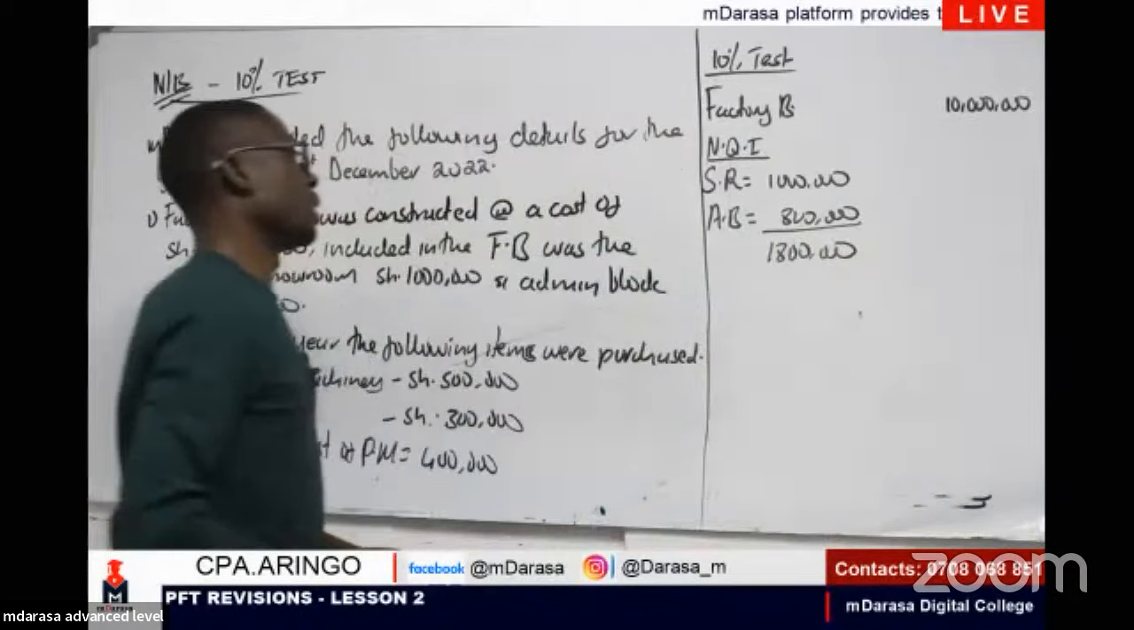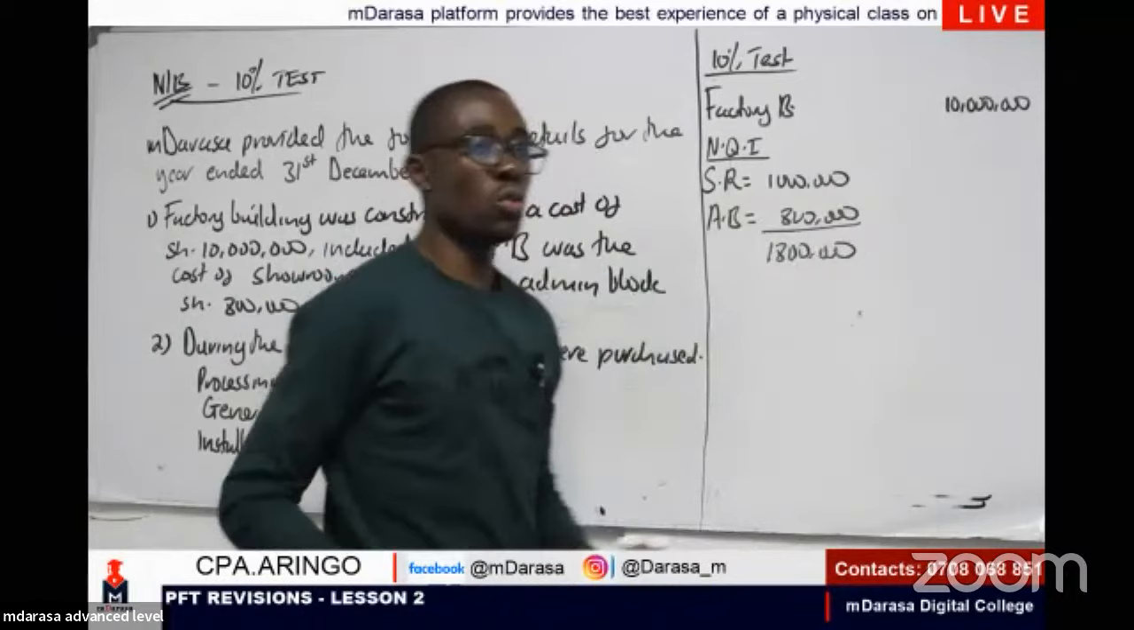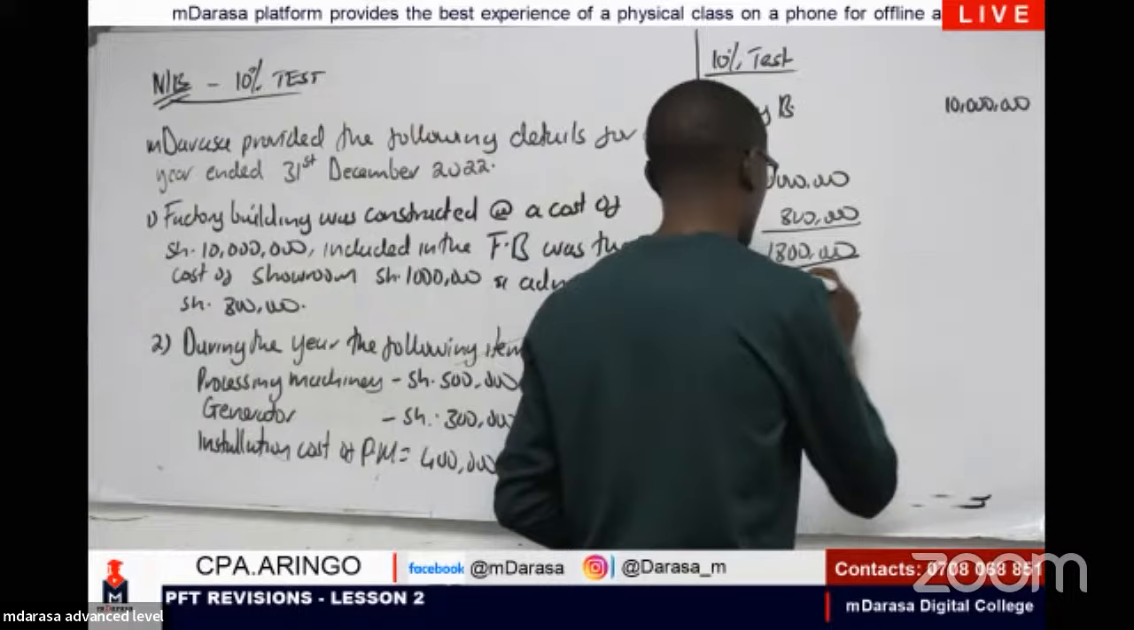So we need to do that percentage test. The total cost of these items is 1.8. The cost of the factory building was 10 million. So in this case, we'll be having a percentage. You're going to divide by 10 million, times 100.